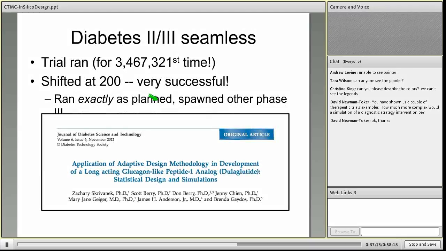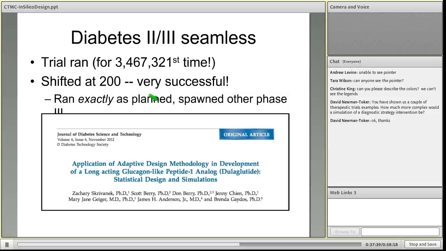The trial ran millions of times, and then the real trial was just the 3 millionth and first time, or however many were simulated. There's the saying that you don't want the time you run the trial to be the first time you've ever run it. You want to run it millions of times. And so we had flight simulated it millions of times before the actual trial.